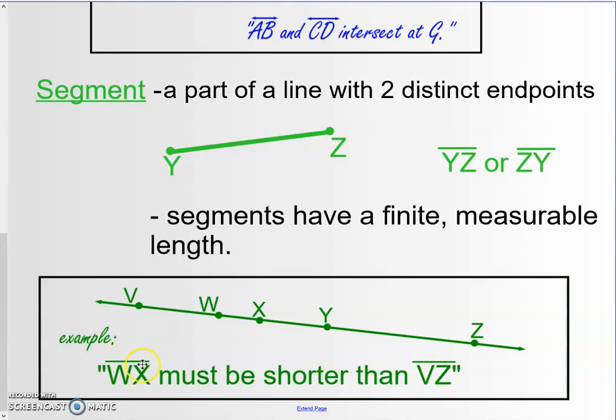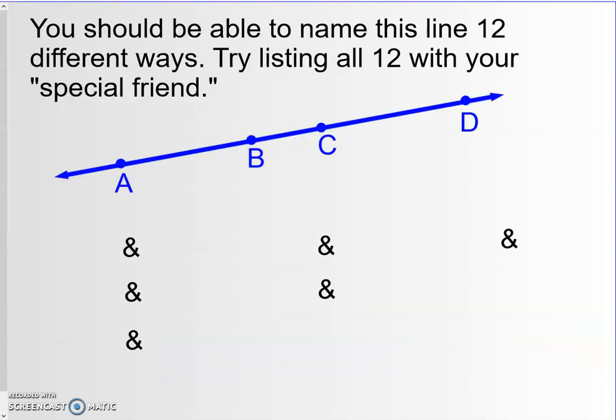But if these had arrows on them and they were lines, well, all lines are infinite, so you can't say one line is longer than another. So let me start out with a little vocabulary check on you. See if you're able to name this blue line, not segment, but this line, 12 different ways. And if we were in class together, I'd have you list them with your partner, but since you're not, just see if you can come up with a list, 12 different ways. And I'll get you started.